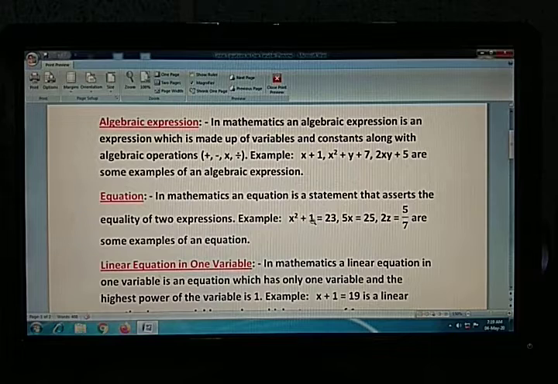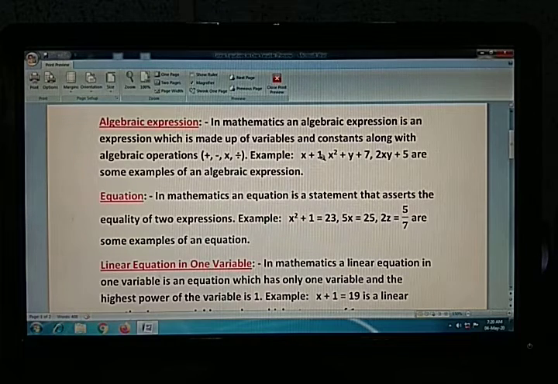x square plus 1. This is an expression where there is a variable as well as a constant, equals to 23. Now you might be thinking that this is not an expression. Yes, it is an expression. Here there is no variable, of course. The variable value is here 0. So this is also an expression only having a constant. And there is an equality symbol. So the difference between an algebraic expression and an equation is this equality symbol.